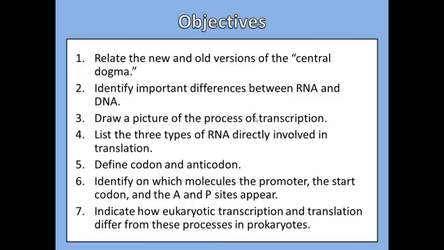Now, as a reminder of what the objectives for this topic are, you should be able to relate the old and new versions of the central dogma, identify important differences between RNA and DNA, draw a picture of the process of transcription, list the 3 types of RNA directly involved in translation, define codon and anticodon, identify on which molecules the promoter, the start codon, and the A and P sites appear, and indicate how transcription and translation in eukaryotes differ from these processes in prokaryotes.